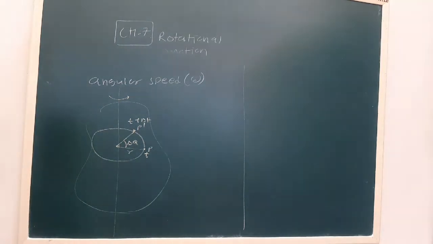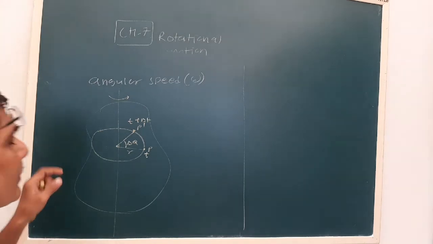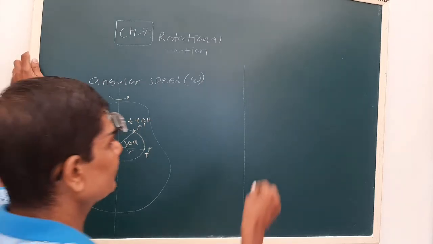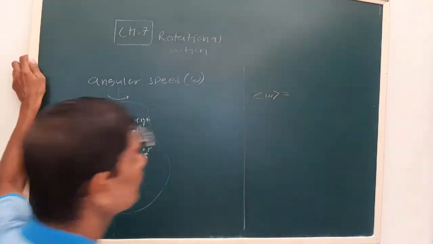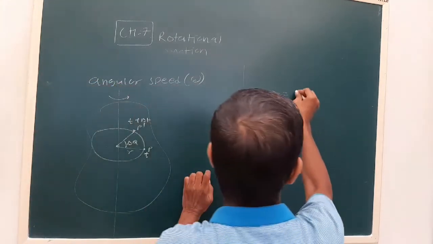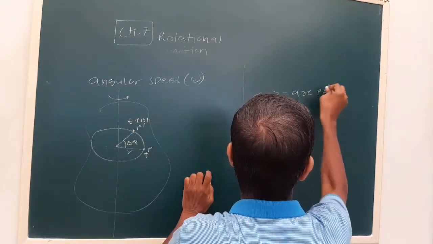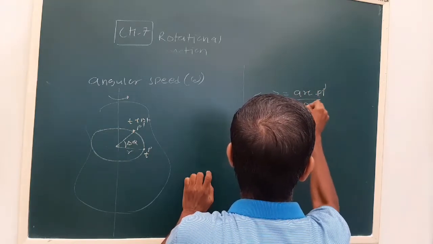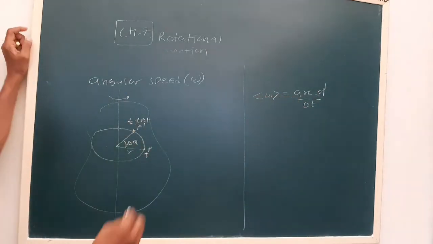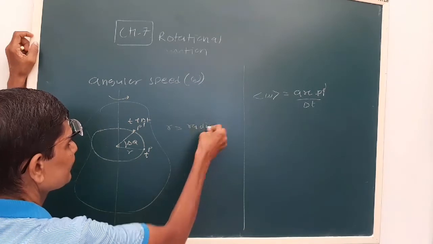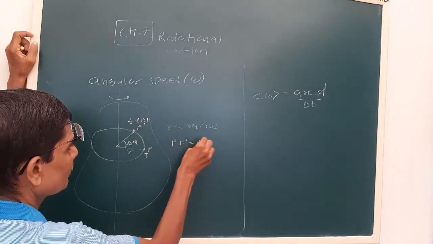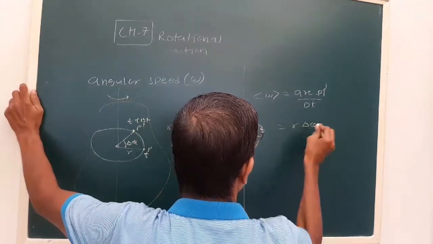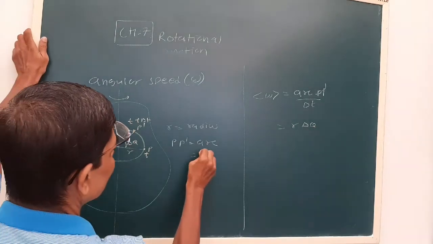Now see the angular speed. Angular speed is path length upon time. Now this is r PP dash upon delta t. Now see, r is the radius of the circular path. PP dash is nothing but the arc of the circle. What is the length of the arc? It will be r into delta theta. Length of the arc PP dash will be r into delta theta.